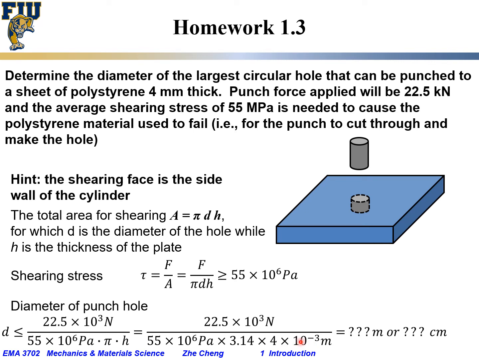So we have Newton in the numerator, Pascal in the denominator, but Pascal is Newton over meter square, and meter square goes to the numerator, and the meter square divided by meter, we will have meter. So I leave the answer open for your own benefit. Thank you.